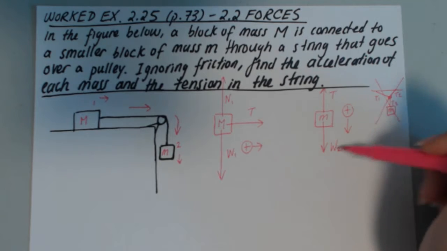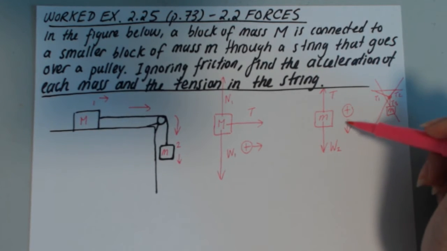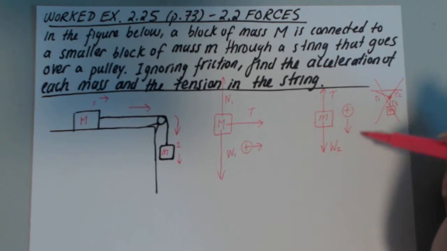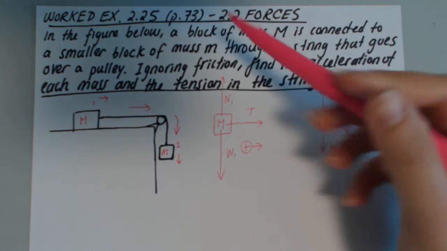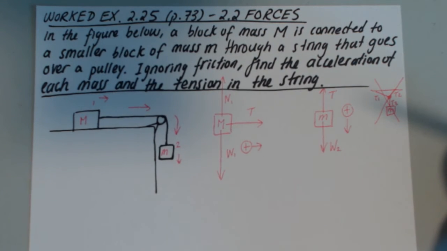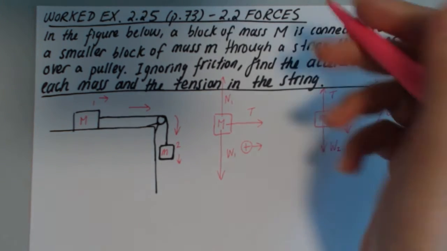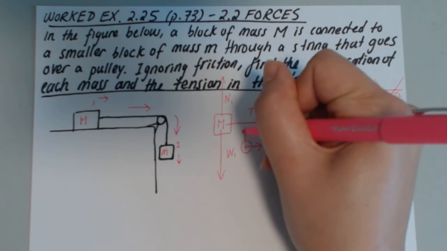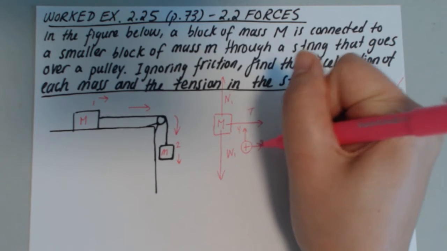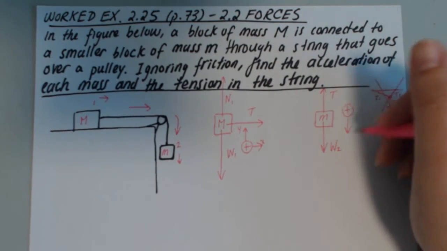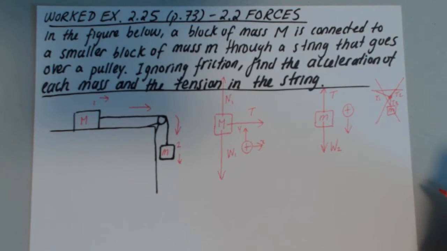Now, for the little mass, I only have vertical forces, so it's sufficient for me to define one direction to be positive. But for capital M, well, I have two perpendicular directions, right? I have y and x. So I'm going to call upward positive y and right positive x. Okay, for this one, you don't even have to label it.